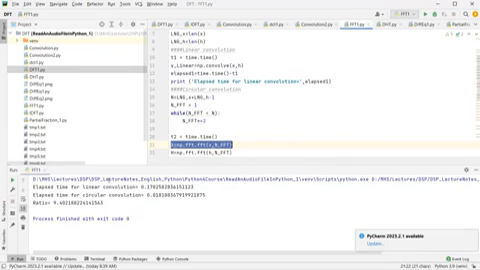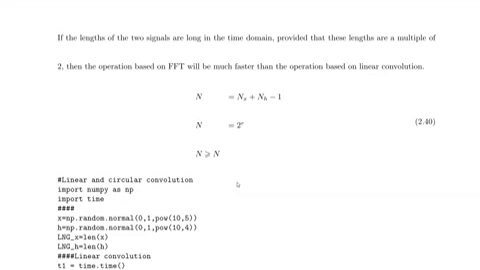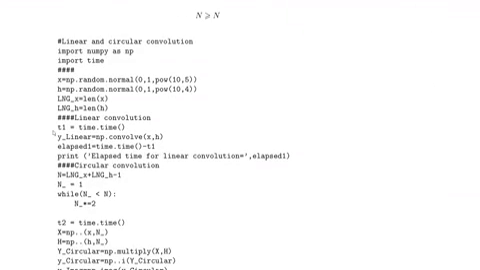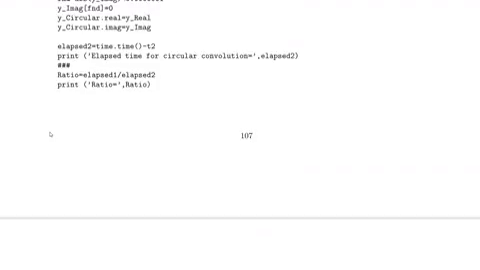Now here you see elapsed time for linear convolution will be 0.17. Elapsed time for circular convolution, or using FFT, will be 0.018. And the ratio is 9.4. Significant reduction of computation time. Okay. Again, the code.